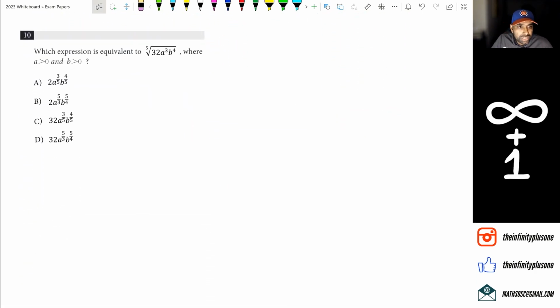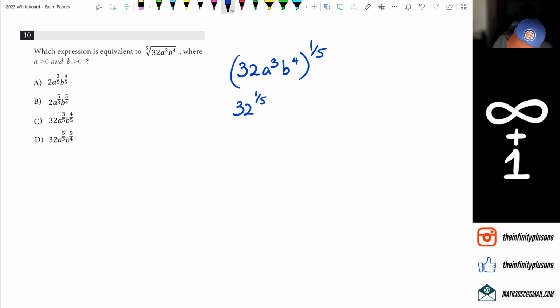Okay, so question 10, which expression is equal to this? So we've got 32 to the power of, actually no, I'm going to do it like this. So we've got a cubed b to the power of 4. And remember that when you have the fifth root, you can still write this as to the power of 1/5. So we're going to get 32 to the power of 1/5.